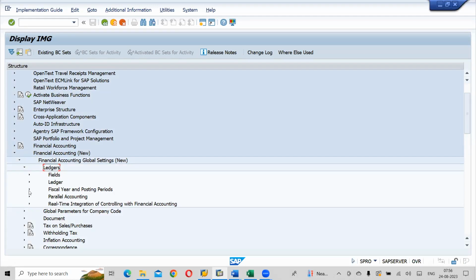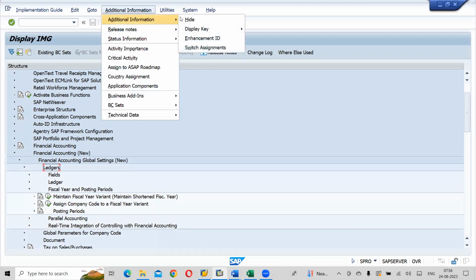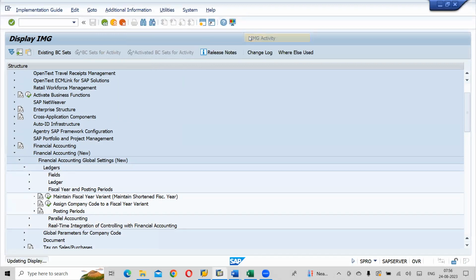Fiscal Year and Posting Periods. Maintain Fiscal Year Variant. We will discuss what we mean by shortened fiscal year, but meanwhile write down Maintain Fiscal Year Variant, transaction code OB29.